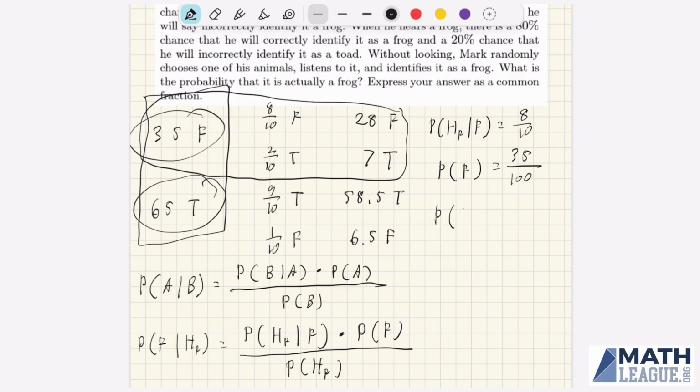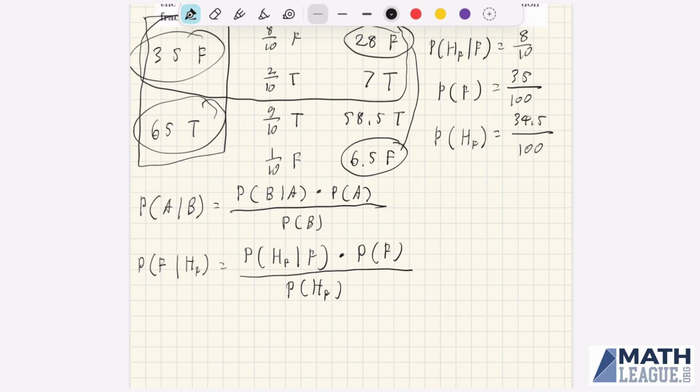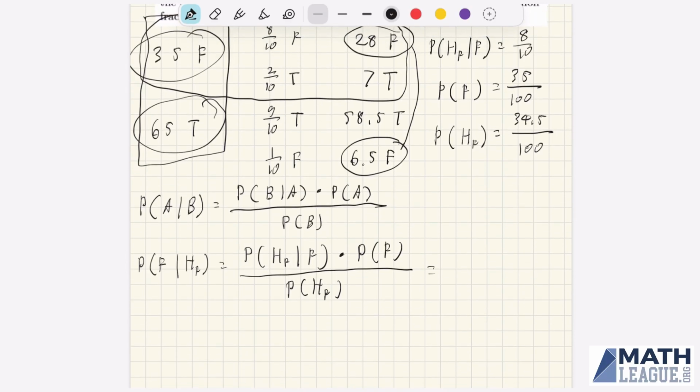And the probability of Mark hearing a frog is, so there are 100 total toads plus frogs, and the cases where he hears a frog are these two cases over here. So add those together and then you get 34.5 over 100. So now we can just use this formula and get 8 over 10 times 35 over 100, divided by 34.5 over 100.